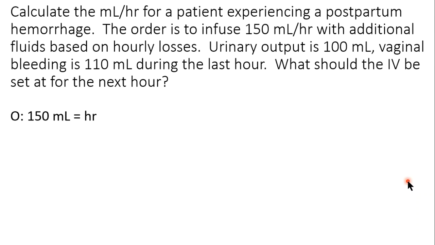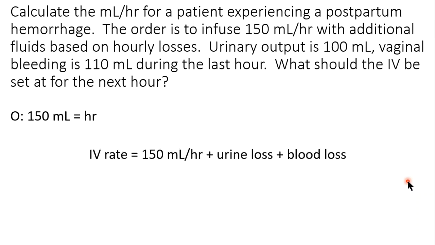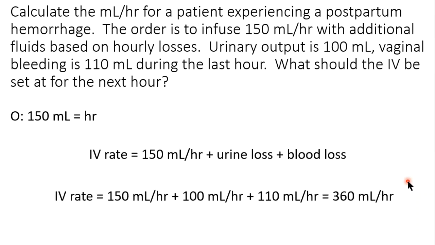So the order is for 150 milliliters every hour, but we have to consider the additional fluid losses. So, 150 plus the amount of urine plus the blood loss, which is 150 plus 100 plus 110, which gives us 360 milliliters per hour. So that should be the IV rate for this person.